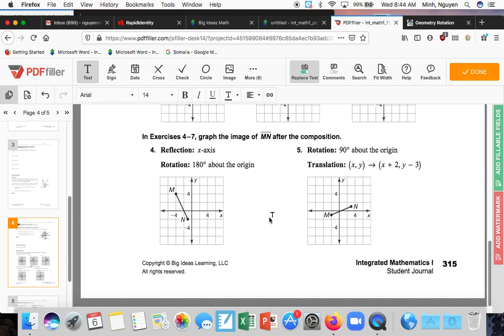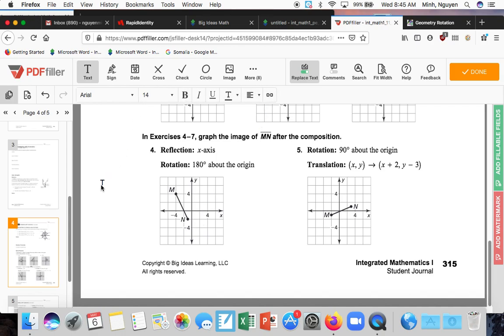These are graph the image of MN after the composition. That means we're doing a couple of things. So here, we will reflect in the x-axis first. So don't forget the x-axis right here. If my axis of reflection is right there, I've split the picture into two parts, an above part and a below part. And if I reflect them, the part that was previously above will go below, and the part that was previously below will go above.